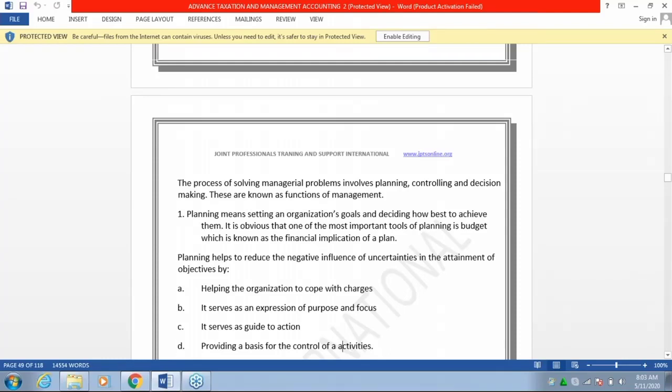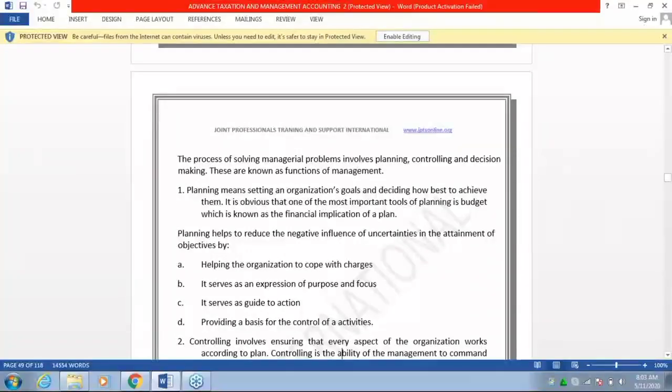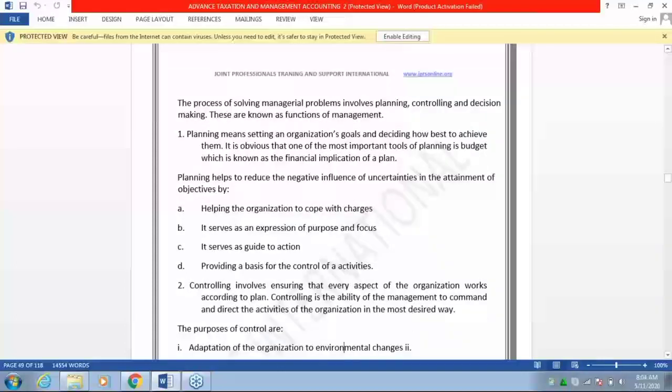We have to set out very good, brilliant planning, because planning means setting organizational goals and deciding on how best to achieve them. It is also obvious that one of the most important tools of planning is the budget, which is known as the financial implication of the planning. Are you getting it? So planning helps to reduce the negative influence of uncertainty in the attainment of the objectives. By helping the organization to cope with challenges, it also serves as an expression of purpose and focus, so it is a guide to action.